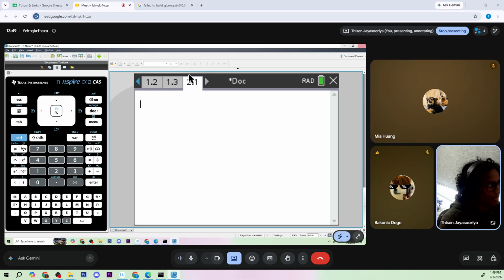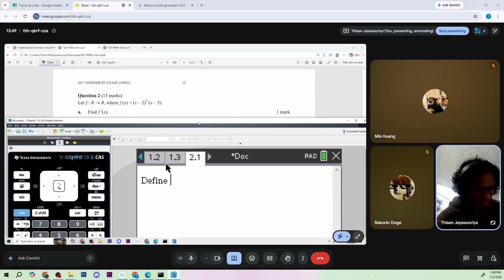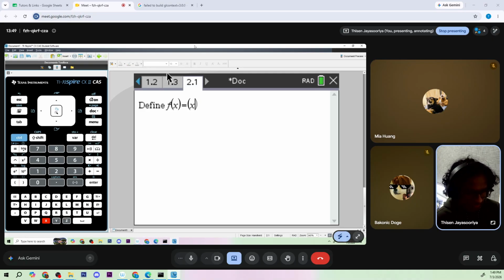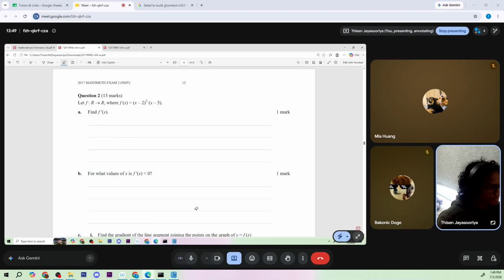So here I'm going to do doc 4 1 to pull up a new page, and I'm going to define the new function. So here I have f of x. Let me first do menu 1 to define. Here I have f of x equals x take away 2 squared, x take away 5. So I have both of these ones. So x take away 2, x take away 5.